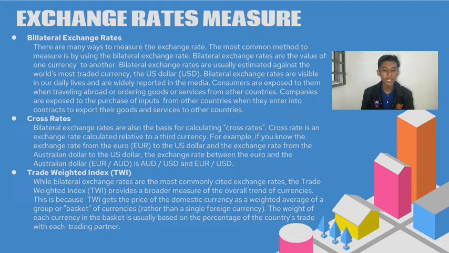Thirdly is the trade weighted index. While bilateral exchange rates are the most commonly cited exchange rate, the trade weighted index provides a broader measure of the overall trend of a currency. This is because this measurement gets the price of the domestic currency as a weighted average of a group or basket of currencies. The weight of each currency in the basket is usually based on the percentage of the country's trade with each trading partner.